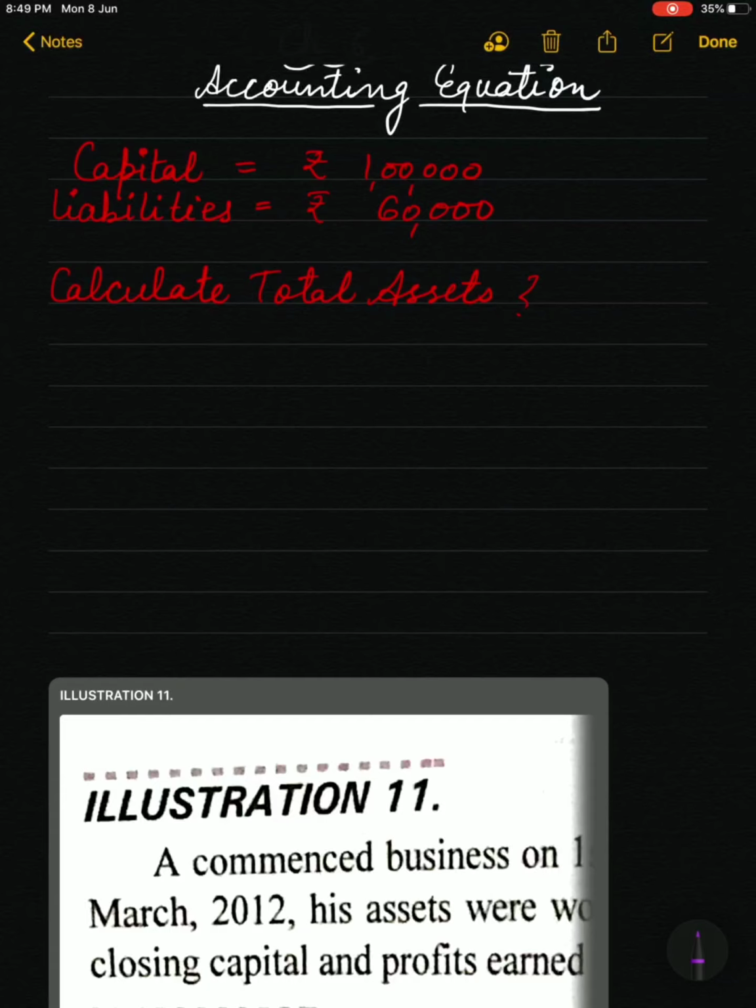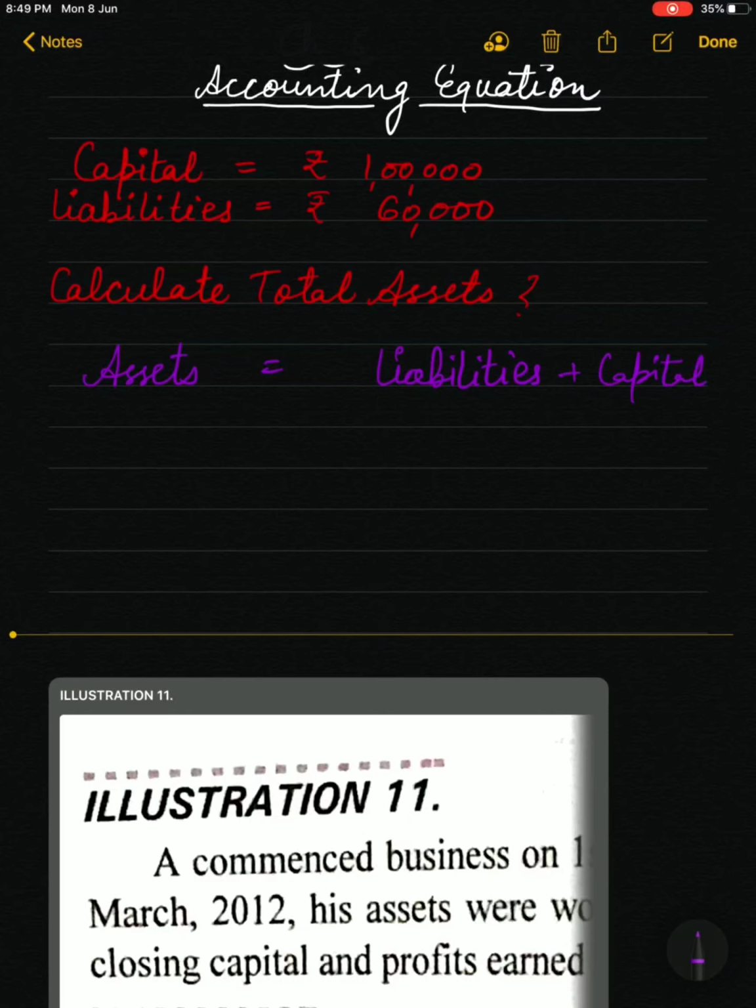We know that the accounting equation is assets is equal to liabilities plus capital, and we have the capital balance and liabilities balance. 60,000 liabilities and 1 lakh capital. The asset is 1,60,000. We know that the asset is always equal to the liabilities plus capital.